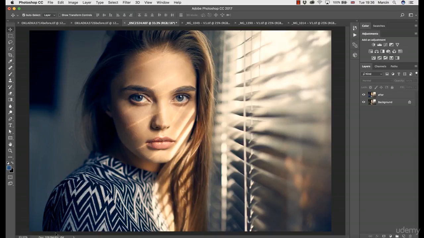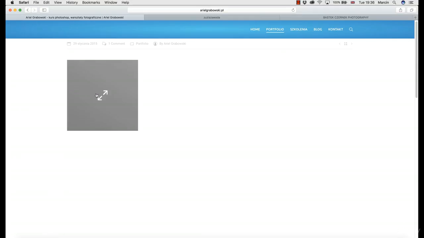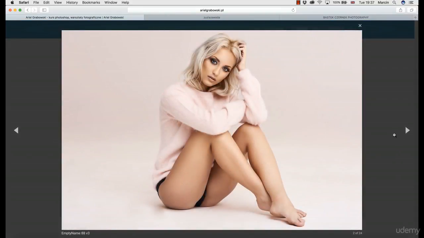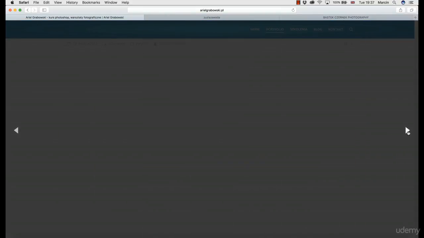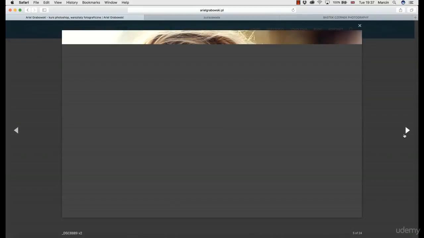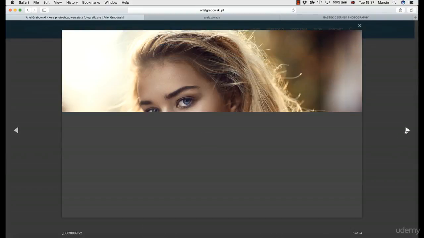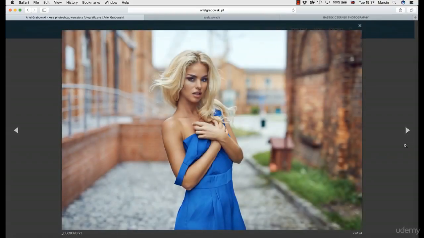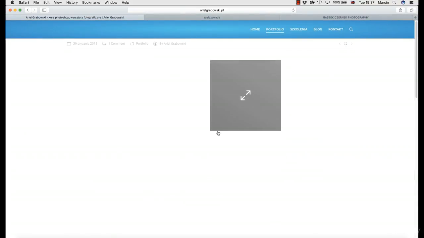Remember to check out his portfolio right now. The website somehow doesn't work for me. Maybe I just opened too many websites. But a few words about Ariel. He's a really great photographer. To me, one of the best when it comes to outdoor portrait photography. So remember to have a look at his work.